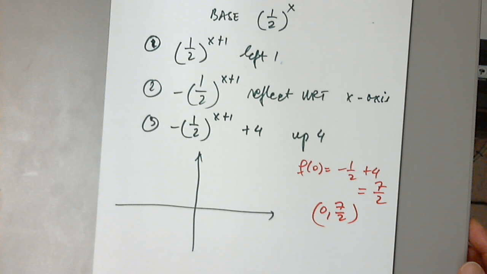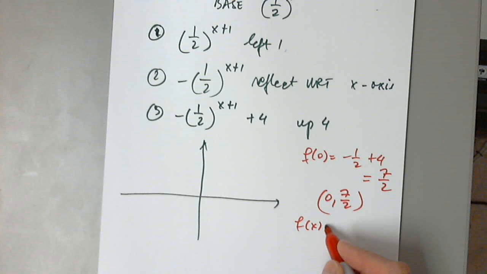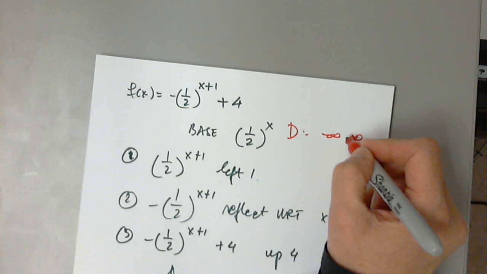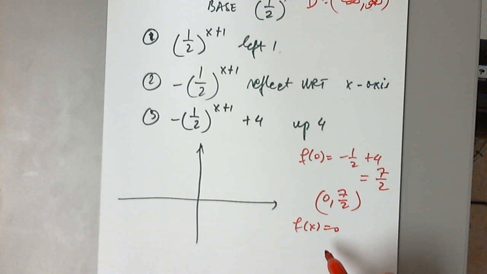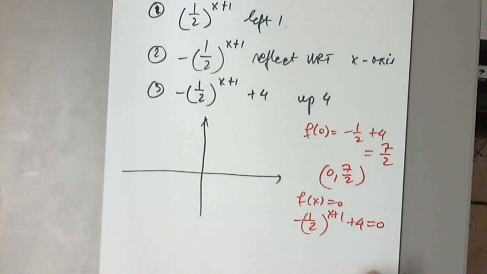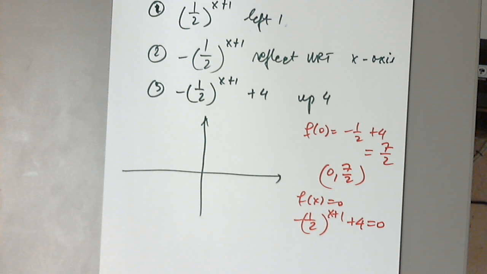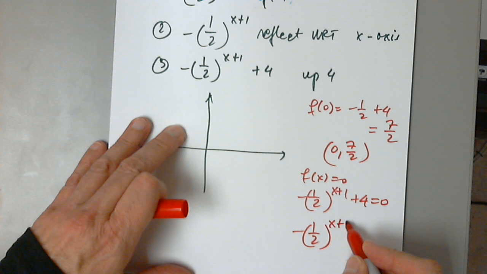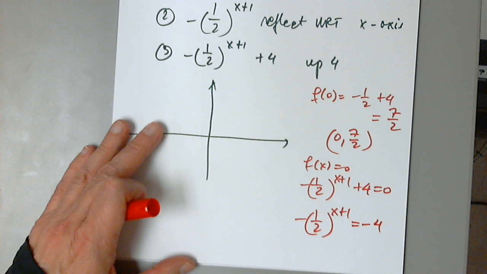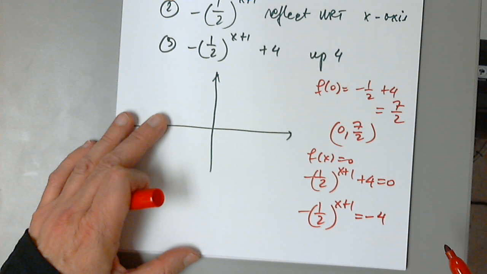So now we want to find f of x equals 0. We know that the domain of an exponential is no problem, all real numbers. And negative 1/2 raised to x plus 1, plus 4 equals 0. How do I continue? How do I find x? Minus 4. Indeed. Awesome. We have to move 4 to the other side. So negative 1/2 raised to x plus 1 equals negative 4. Next. Right, multiply by negative 1.